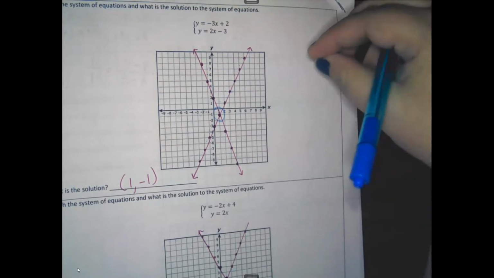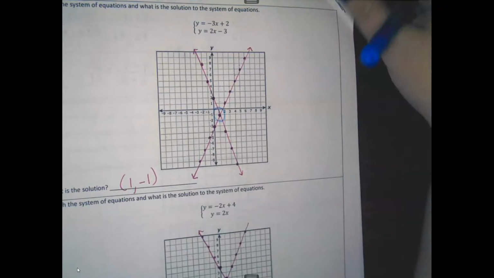Okay. Your word for tomorrow's warm-up and to get credit for this review is graph. G-R-A-P-H. Graph.